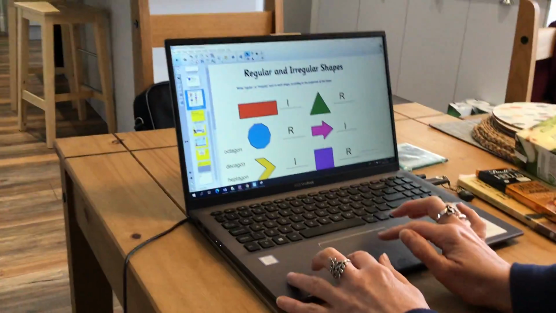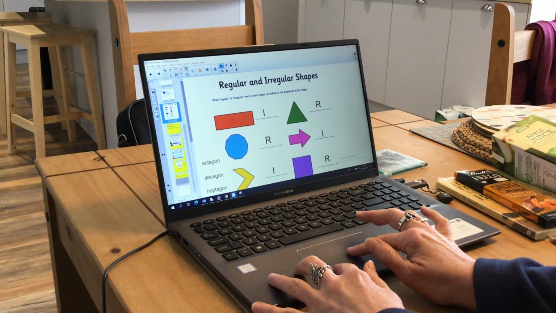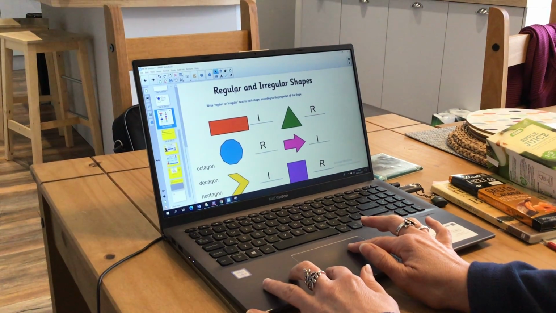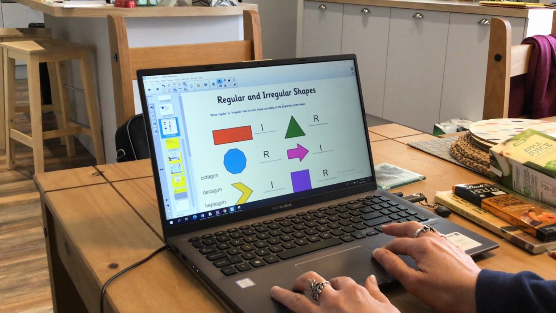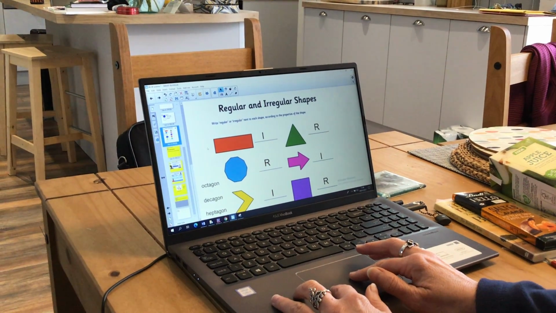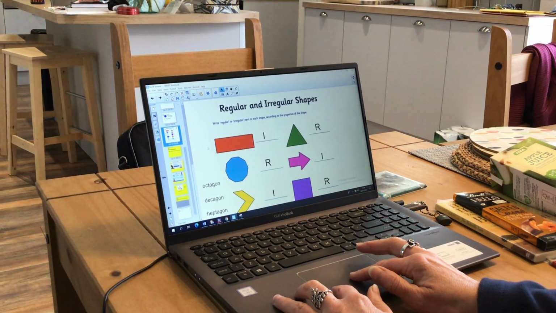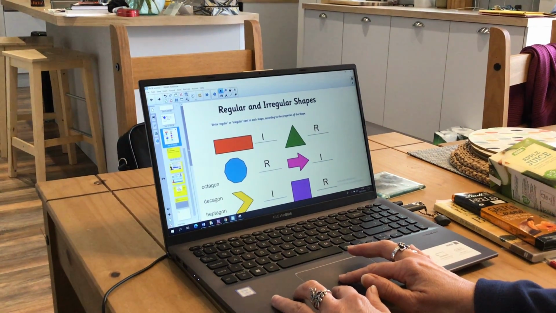Right, we're going to begin by just looking at what you did last week and going through that a little bit. I gave you this sheet to do, and you were asked to identify which shapes were regular and which shapes were irregular. And remember, we said regular shapes have all sides the same and irregular shapes have different length of sides. So I'm just going to go through this quickly with you now, children.